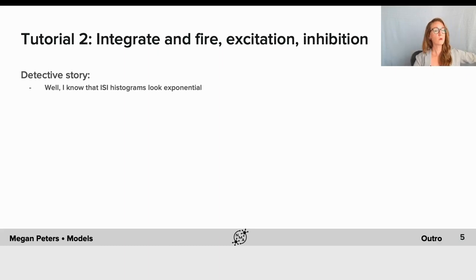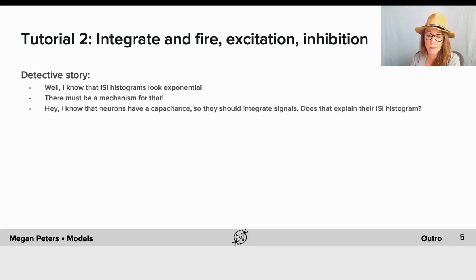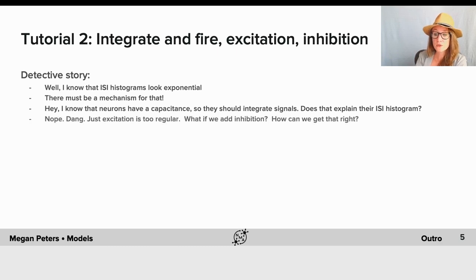So we wore our how scientist hats, and we first thought about how those interspike interval distributions looked exponential. And we thought, well, there's probably a specific mechanism that makes them that way. We asked how that would work in a biophysical system, like what bits of physiology could make it do that. And we also knew that neurons have capacitance. So we figured we better build that kind of integration in, and we wanted to see if that explained the way the system was working.